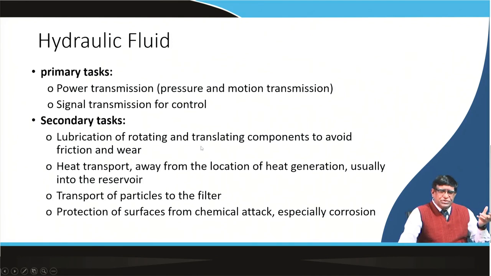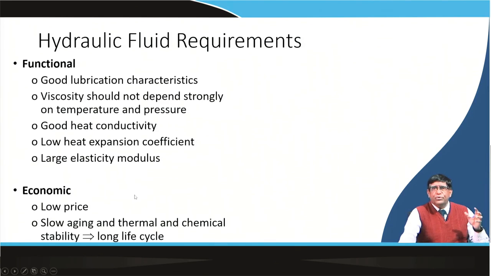Now, as we said, the fluid mainly has to do the power transmission, and for that it will also do the lubrication. Then heat has to be taken away, and if there is any debris, those particles also will be transported through this, and it will have to be protected from corrosion and other things. Other functional requirements for this fluid: good lubrication characteristics, viscosity should not depend strongly on temperature and pressure, good heat conductivity, low heat expansion coefficient, large elastic modulus, and it should be low priced.